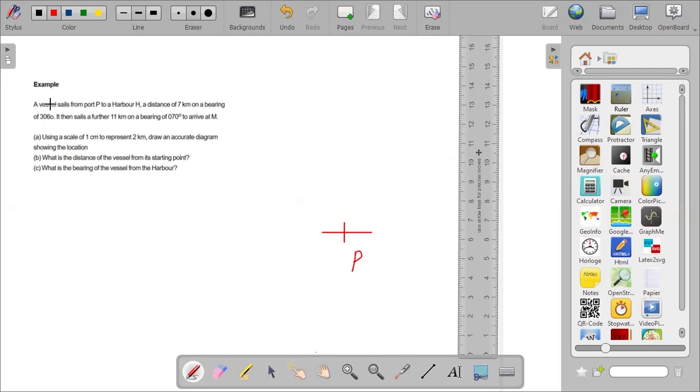So I need to get the acute angle from 306 by subtracting 306 from 360 degrees. Remember that bearings start from North and go in the clockwise direction. So 90, 90, 90. That means 306 should fall in this fourth quadrant. So I will need to get the remaining angle here, the acute angle. And to get this, I need to subtract 306 from 360 degrees.